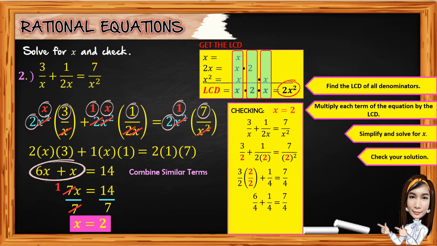So we already have the same denominator on the left side. So we can now add the numerator. 6 plus 1 is equal to 7. Then copy the common denominator 4. So 7 over 4 is equal to 7 over 4. So both sides are equal. Therefore, the value of your x is correct.